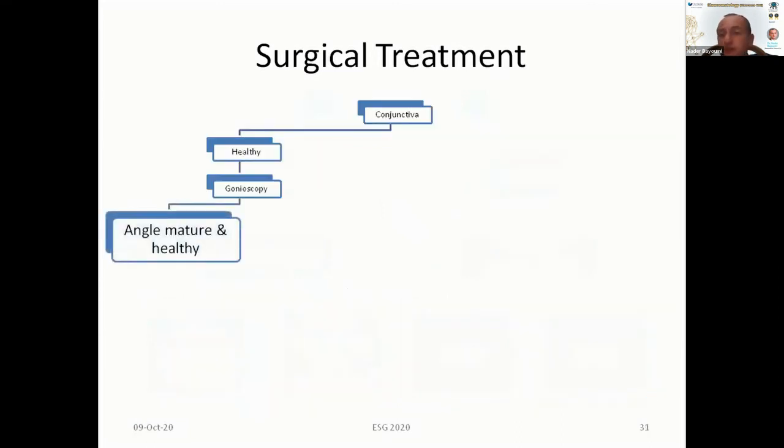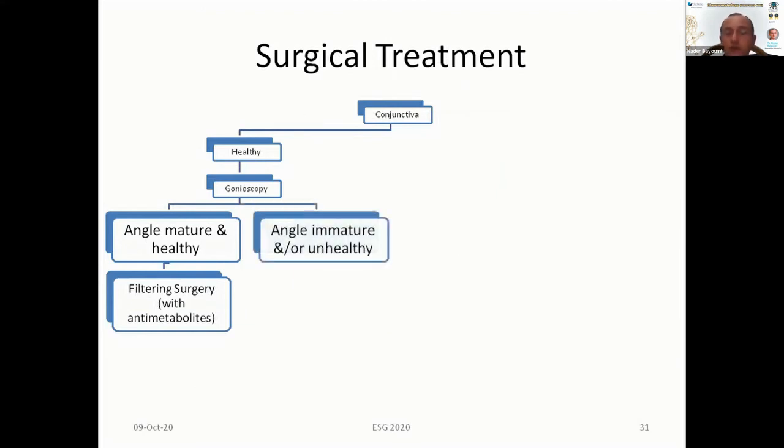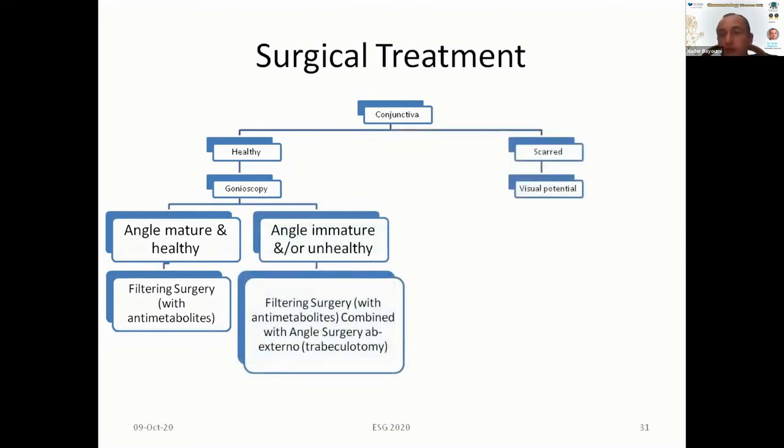So if the conjunctiva is healthy and the gonioscopy reveals an angle that is mature and healthy, then we might consider, although we do not recommend that for the novice or the unexperienced pediatric glaucoma surgeon, we may consider filtering surgery with antimetabolites. Whereas if the angle is immature or unhealthy, which is most probably the condition in glaucoma following pediatric cataract surgery, then we might consider combining filtering surgery with angle surgery, whatever, ab-interno or ab-externo.